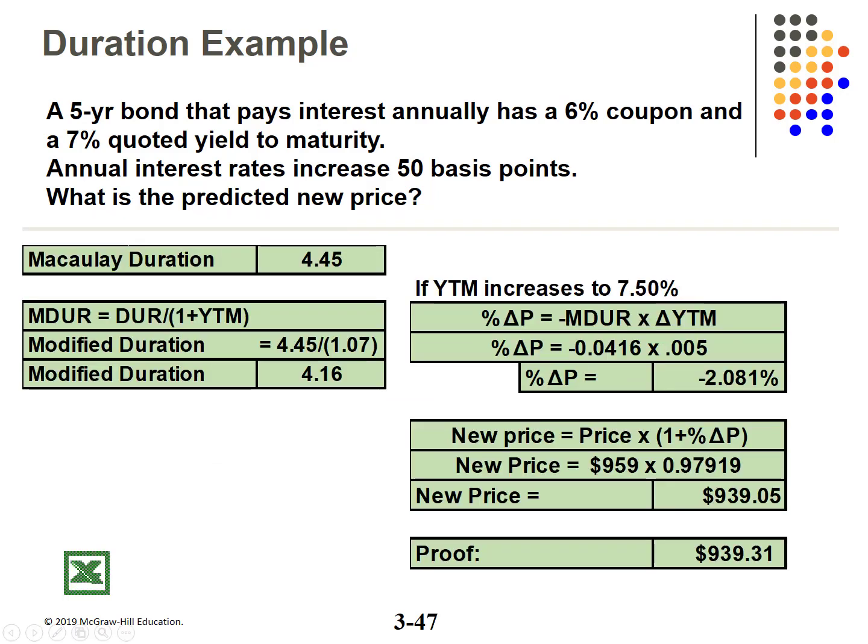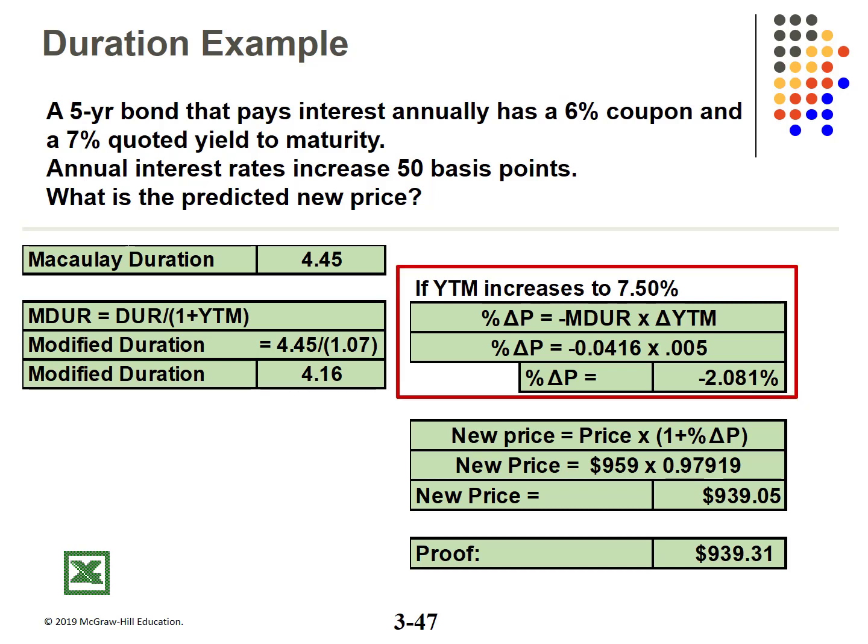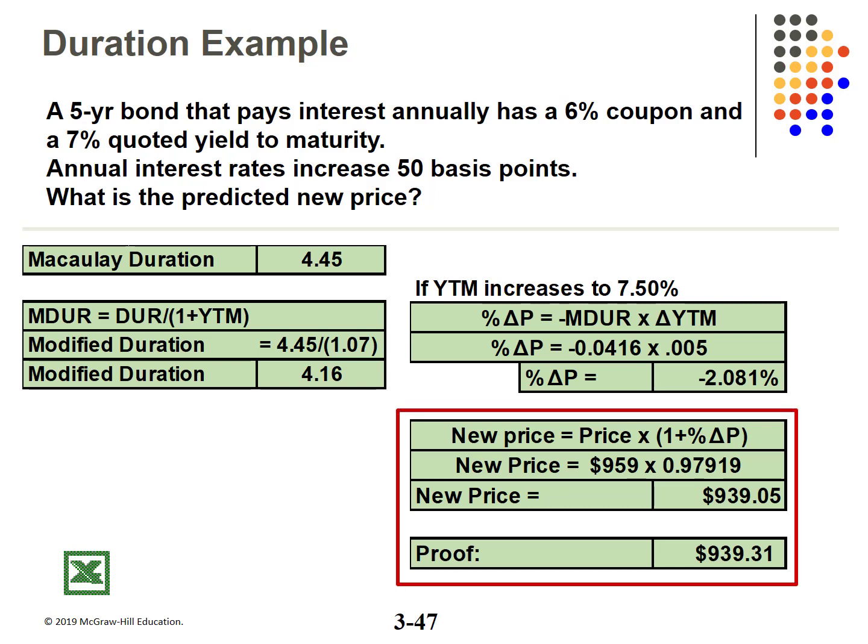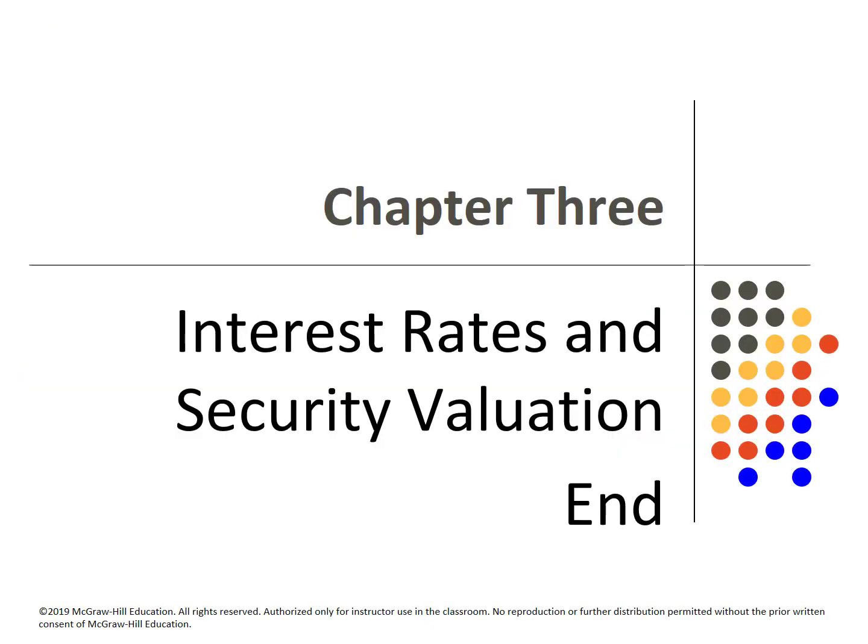Given the Macaulay duration from the previous slide, we can find the modified duration, 4.16. If yield to maturity increases from 7 to 7.5%, using the modified duration formula, we find that the bond price will decline by 2.081%. So the new bond price will be $959 times 1 minus the percentage change in price, $939.05. As proof, we recalculate the bond price using a yield to maturity of 7.5, and we get $939.31. It's pretty close. This ends Chapter 3.